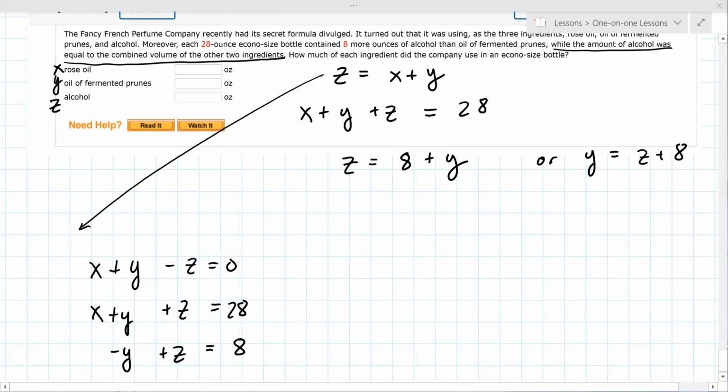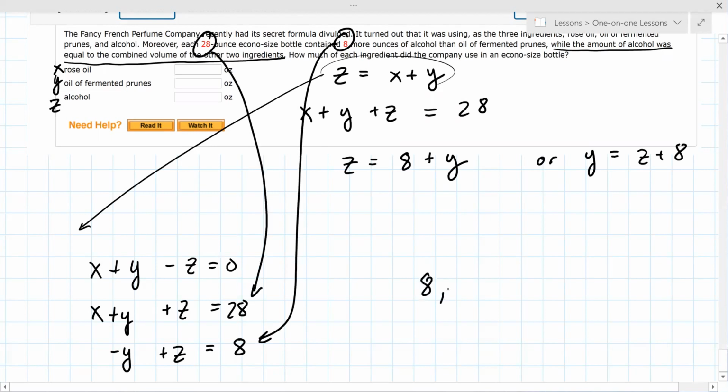Hopefully what we get about the amount of alcohol was equal to the combined volume of the other 2 ingredients? What does that mean? That means that Z is equal to, I'm sorry, that's the Z equals X plus Y. Oh, okay. So if we get this right, the only numbers that are going to change are the 28 and the 8. But let me just confirm that this is correct. This does work. So the 8 goes down here and the 28 goes there.